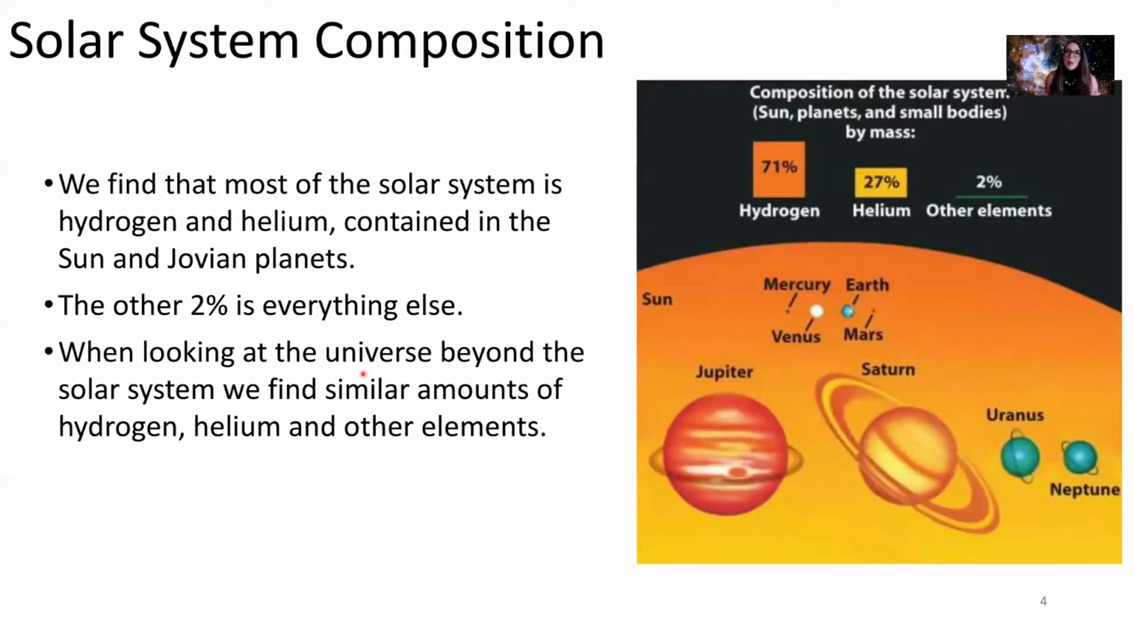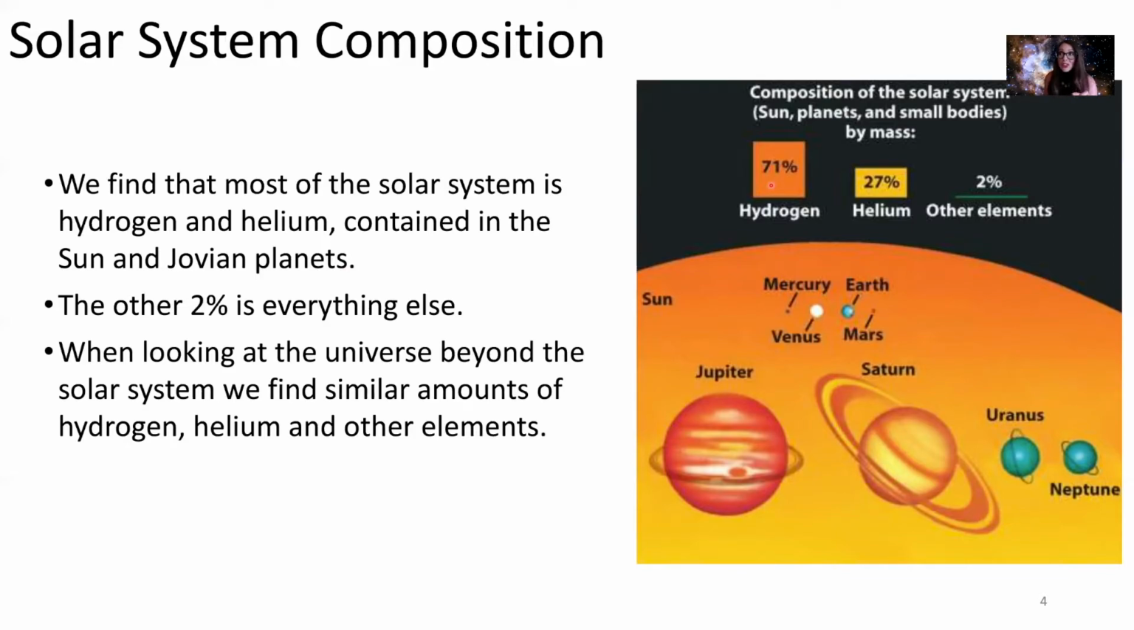So we find that the majority of our solar system is composed of hydrogen and helium, and that material is contained mostly in the sun and the Jovian planets. Those are the large gaseous planets like Jupiter and Saturn. The other 2% of the mass in our solar system is made up of everything other than hydrogen and helium. When looking at the universe beyond our solar system, we also find similar amounts of hydrogen, helium, and other elements. So 71%, like 98%, is hydrogen.